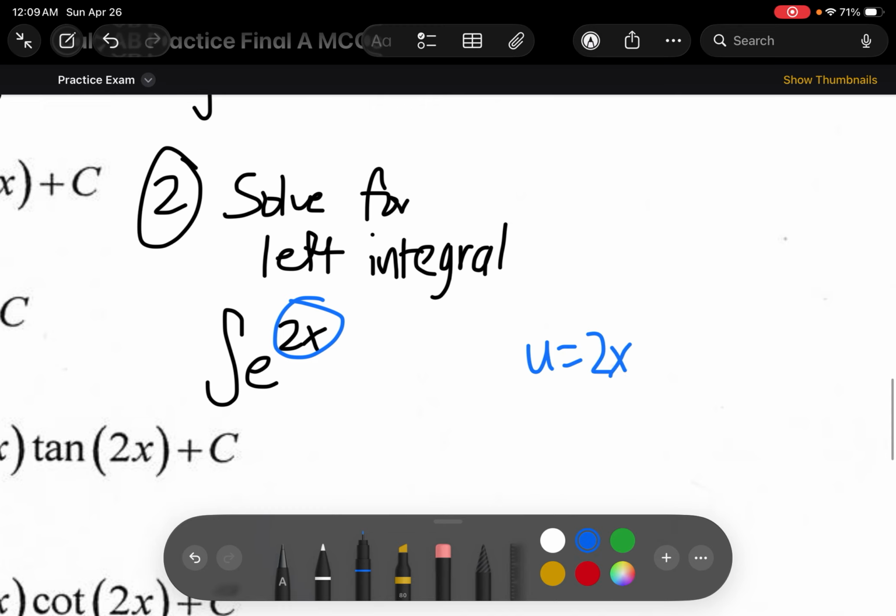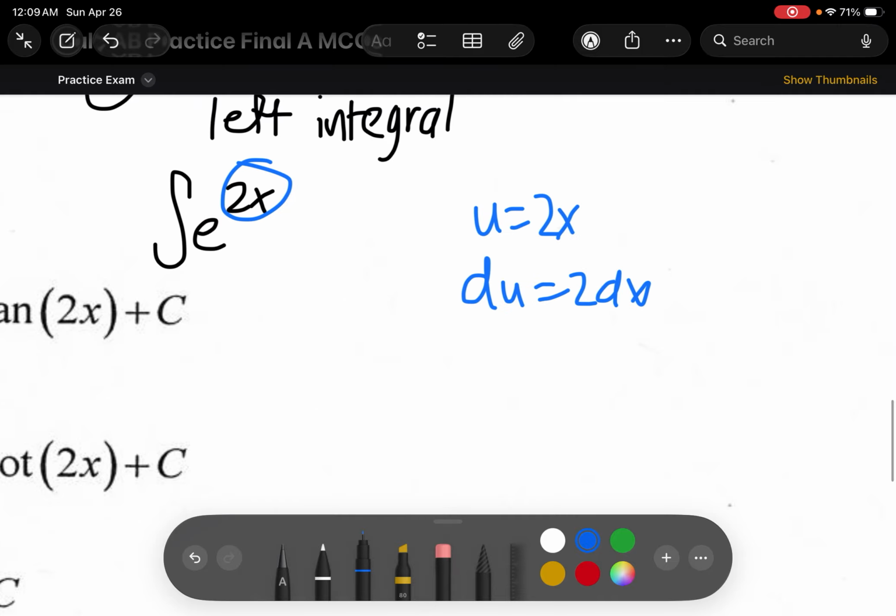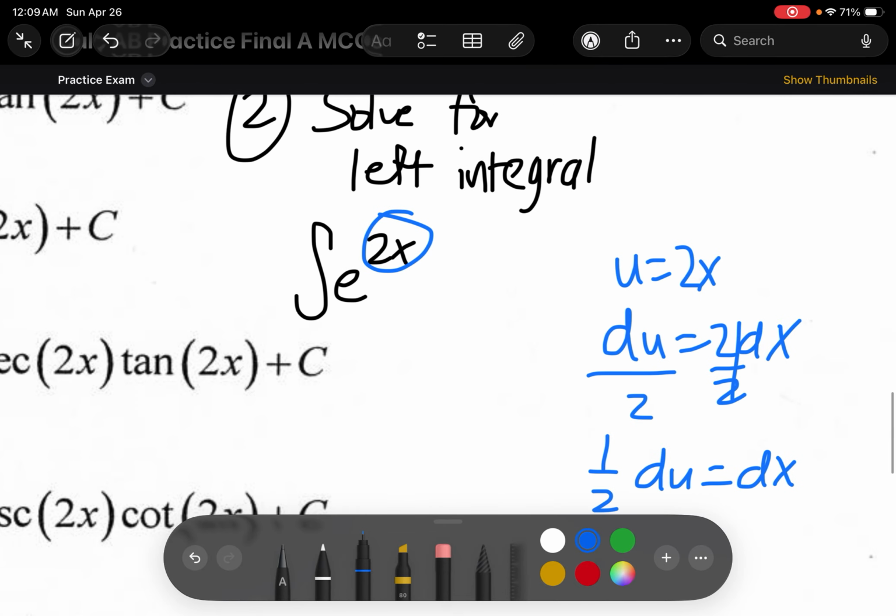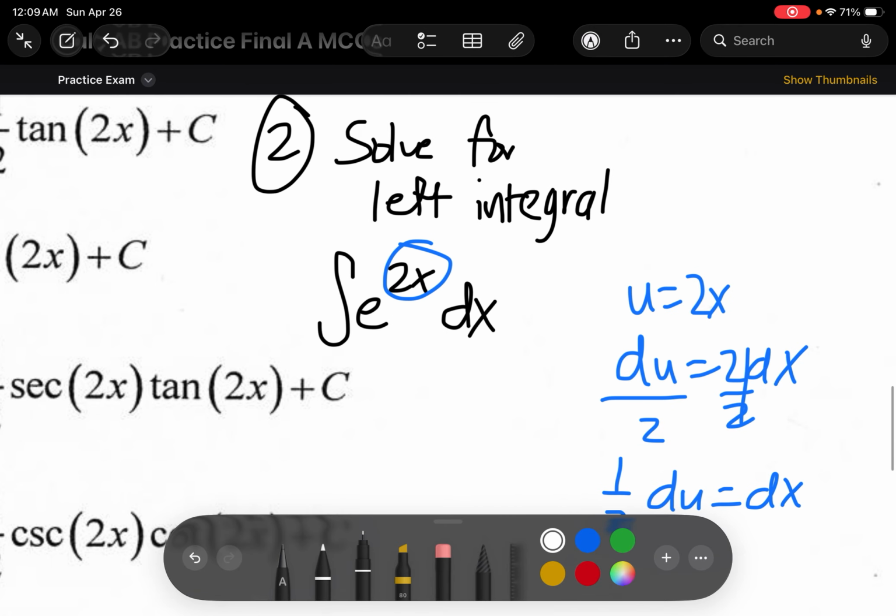U is our 2x. Du is 2dx. We derived that. And what we do now is we cannot have constants on the right, and we need to bring our constants to the left. So we're going to divide both sides by 2, which is 1/2 du equals dx. And now we are going to rewrite this entire integral. So it's going to be e to the u times 1/2 du.